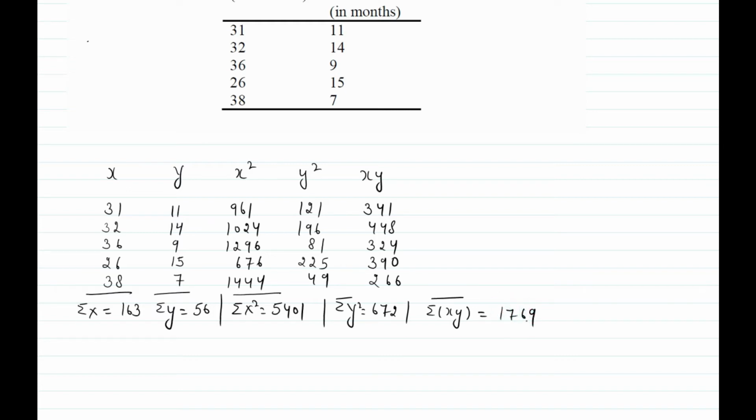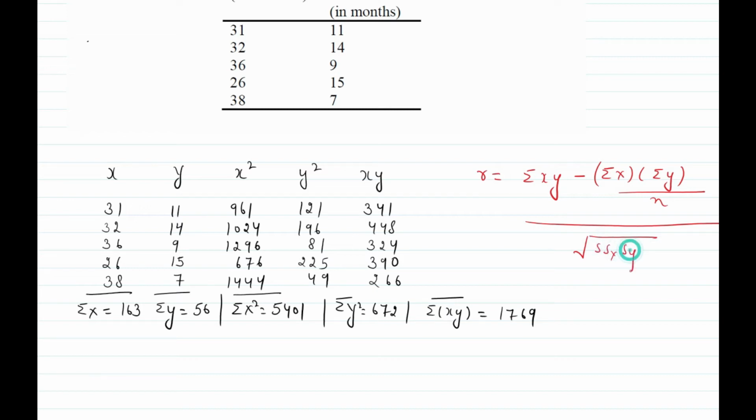1769. So we know the formula to find the correlation coefficient r in terms of the raw score method, that is equal to summation of XY minus summation of X into summation of Y divided by N, whole divided by the square root of Sx into Sy, where Sx is the standard deviation of X and Sy is the standard deviation of Y.